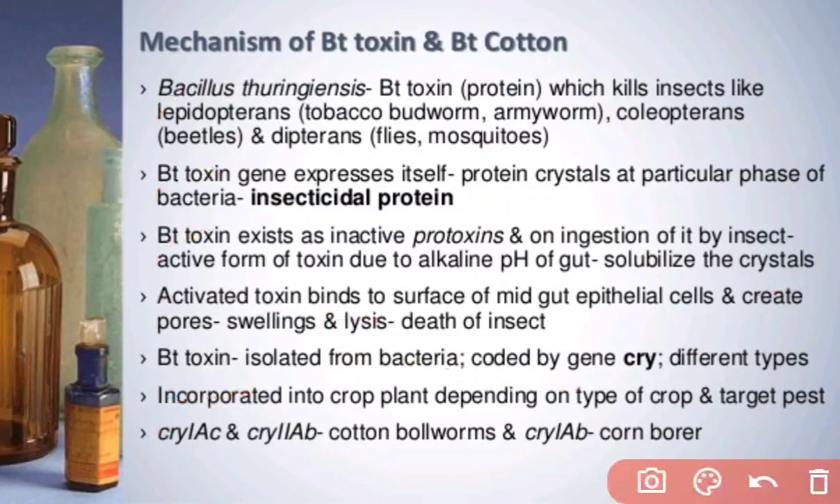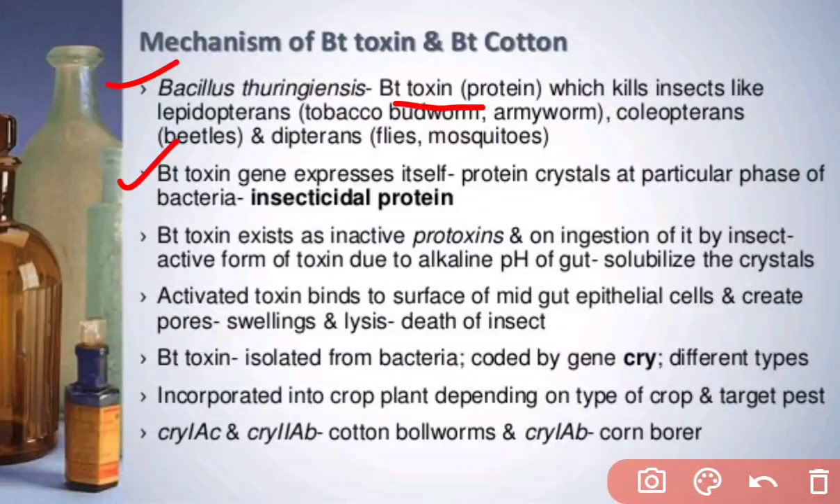Now Bacillus thuringiensis, that is BT toxin protein, which kills the insect. What insects are targeted here? Lepidopterans, like tobacco budworm and armyworm, they are called lepidopterans. Coleopterans, like beetles, and dipterans, that is flies or mosquitoes. So who are the target insects here? Lepidopterans, coleopterans, and dipterans.